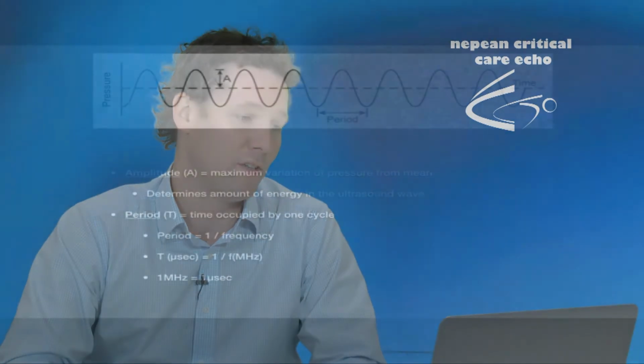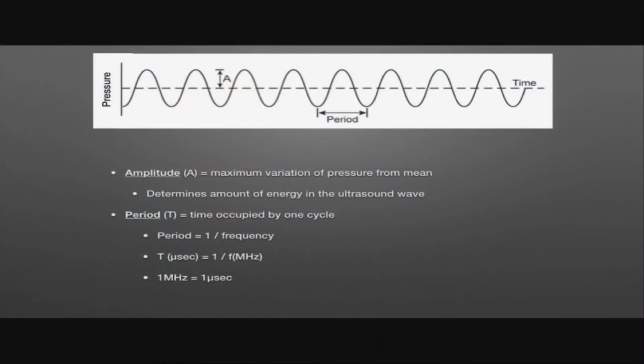Considering the pressure over time, we can consider the time that is occupied by one cycle, or one compression and rarefaction. And this is known as the period. And the period is related to the frequency as it is inversely proportional to it. So that if we consider, for instance, a 1 megahertz ultrasound wave, that takes 1 microsecond for one sound wave.